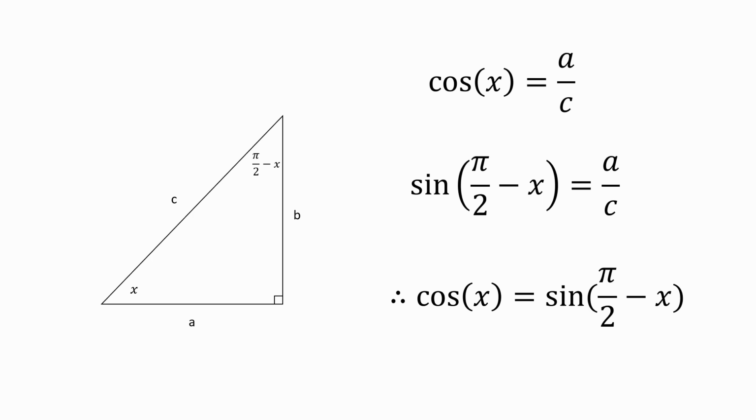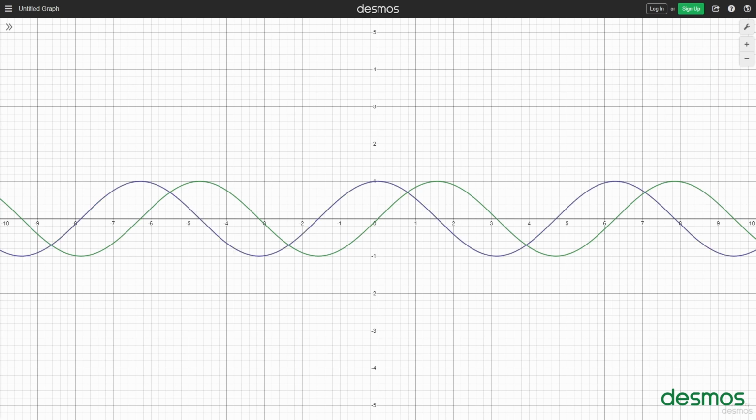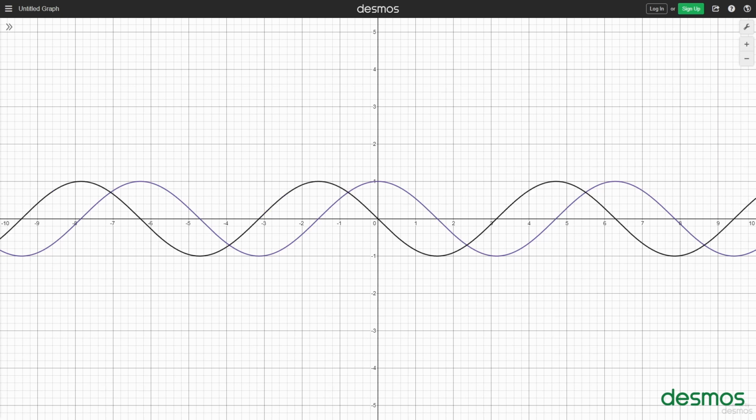The trick here is to look at the graphs. The graph of sine looks like this. Now, cosine, its derivative, looks like this. I'll remove the graph of sine so that you can see what happened. Now I'll graph the derivative of cosine, negative sine.